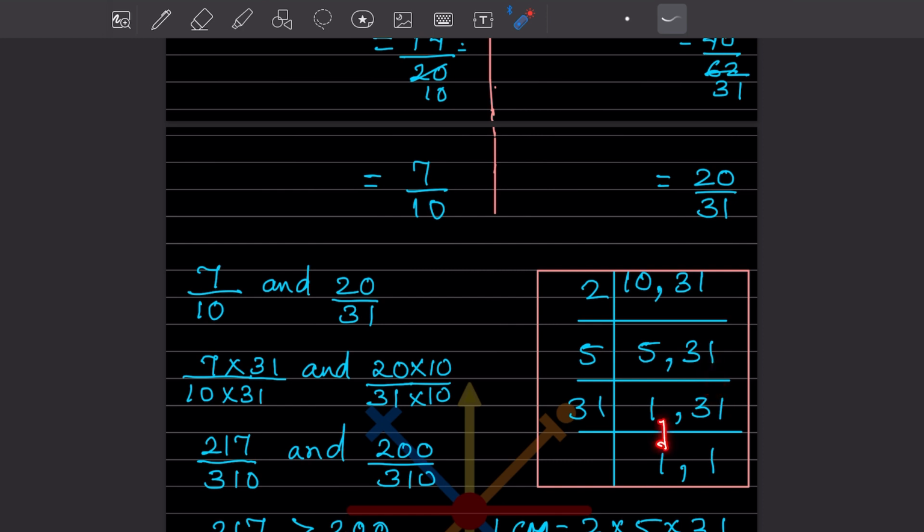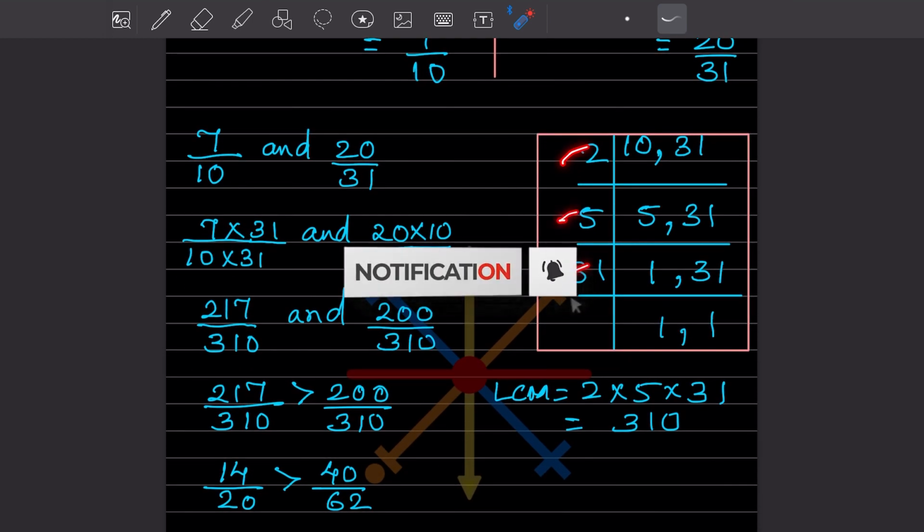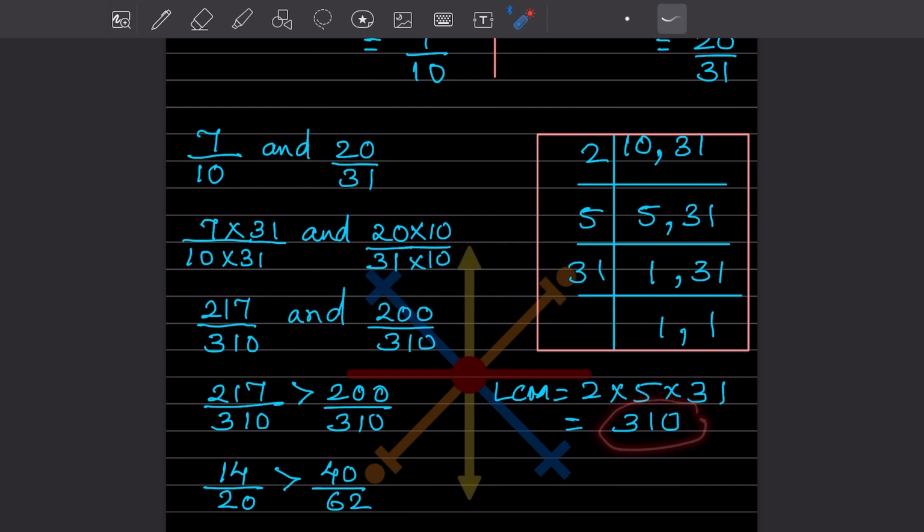Now see here, this one will be as it is. 31 ones are 31. And now further we cannot do anything because this is a prime number. So these are the factors 2, 5 and 31. When you multiply that, we get 310. So now this is the denominator. We have to make it 310. That is, we are going to multiply by 10. And here, 31 multiplied by 10 is 310.